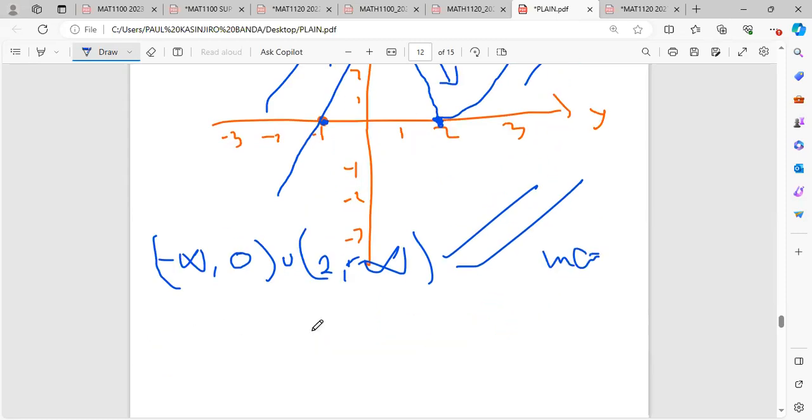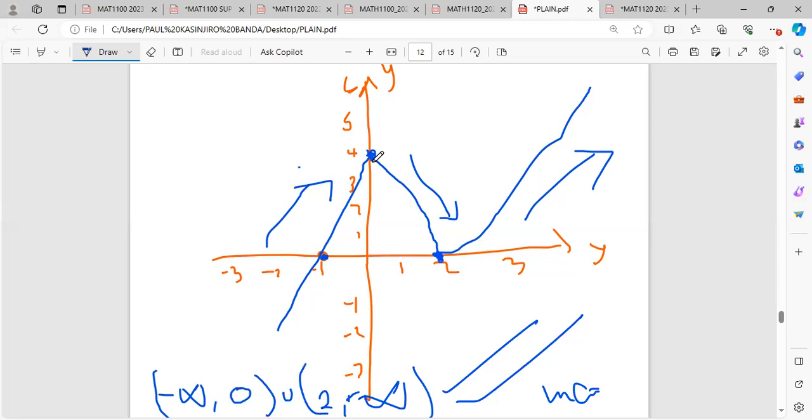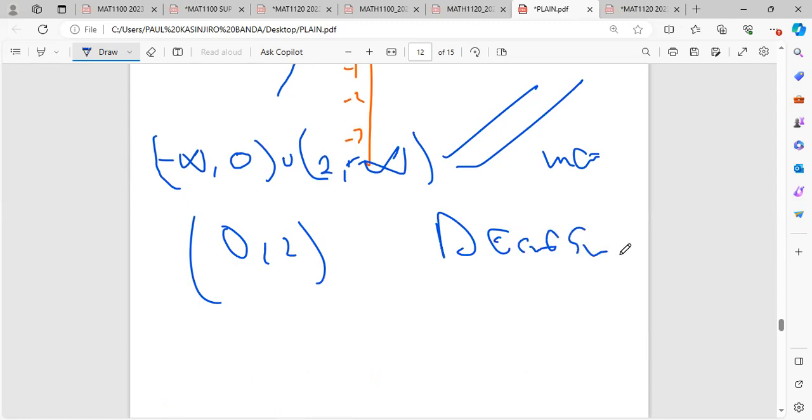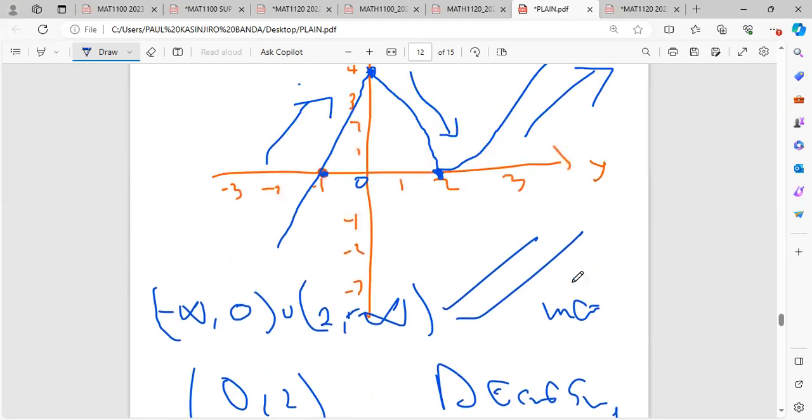Then where is it decreasing? Decreasing, you can see that it's just starting from 0 there, because here there's a (0, 0) all the way up to 2. That's where it is decreasing. So (0, 2), at this point here, the graph is decreasing. Okay, decreasing. So any questions, guys?